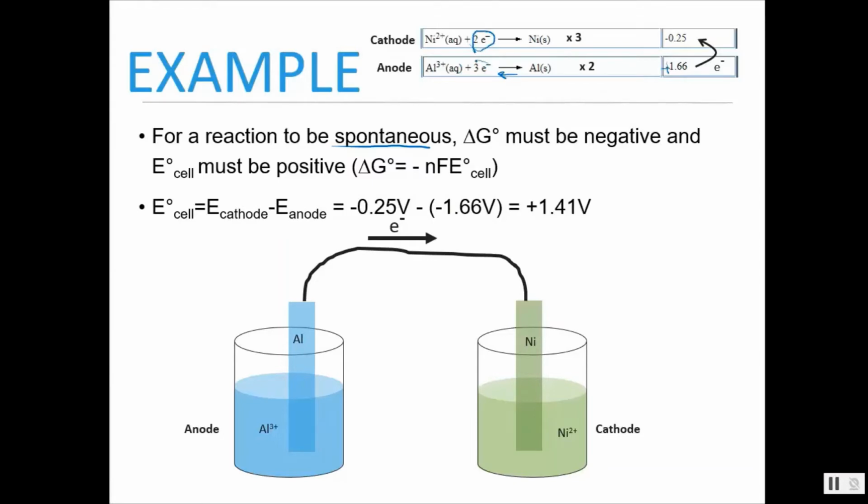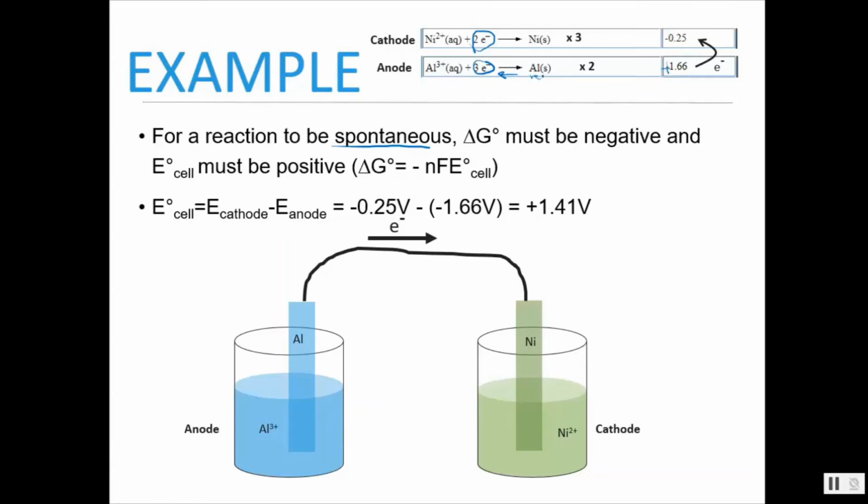So we need this 2 and 3 to be the same number. The lowest common multiple for 2 and 3 is 6, which means I need to multiply my first reaction, the reduction reaction, by 3. So I would end up with 3 Ni2+, 6 electrons, and 3 Ni. And then down here, my aluminum half reaction, I would need to multiply by 2. So I would end up with 2 Al3+ plus 6 electrons going to aluminum solid. But again, this is going in the opposite direction.